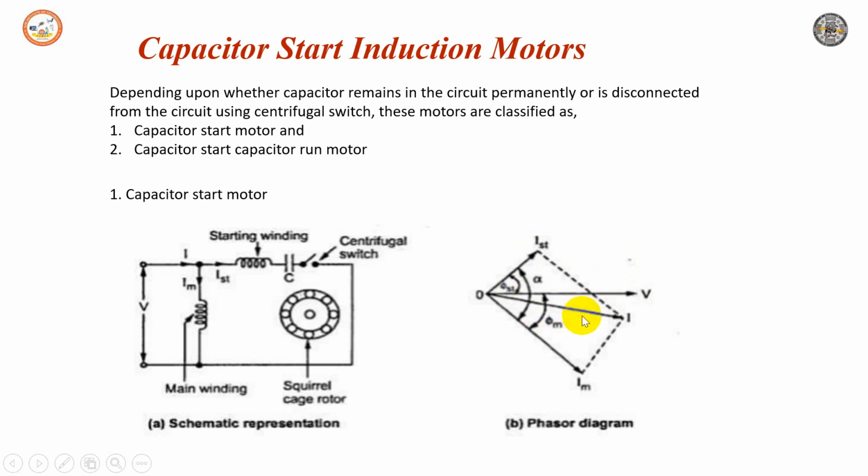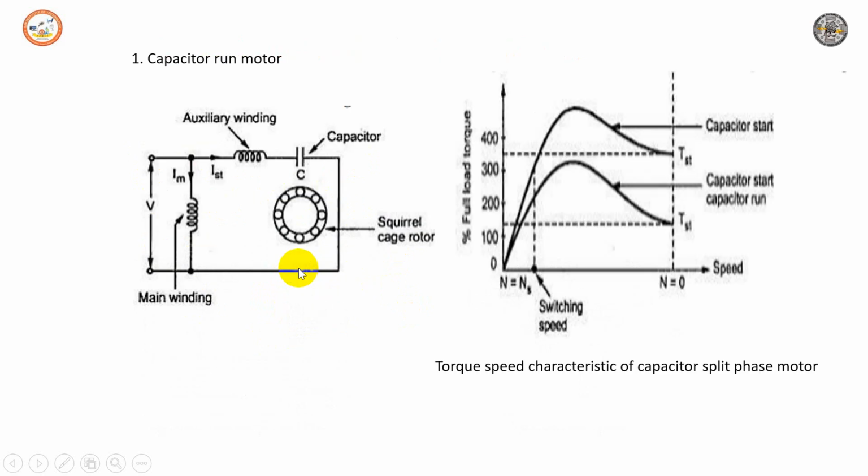When the speed approaches 78 to 80%, the capacitor can be removed by opening the centrifugal switch. Hence it is called a capacitor start motor. In the case of the capacitor start, capacitor run motor, this centrifugal switch is removed, so that the capacitor is there during start and during the run condition as well. If you look at it, the switch is removed.